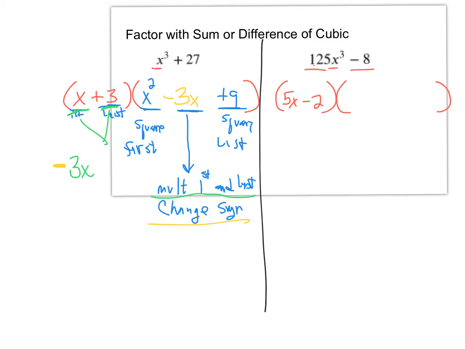All right, so here we go. Square the first. 25x squared. Square the last. Negative 2 squared is positive 4. Okay, multiply. So 5x times negative 2 is negative 10x. And change its sign. So it was once negative 10x, is now positive 10x. And there it is. There's your cubic right then and there. Okay. All right, let's move on.